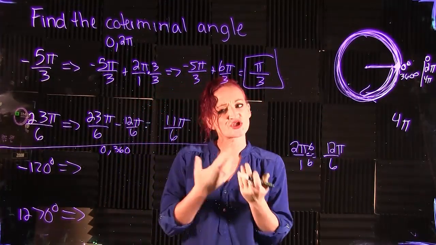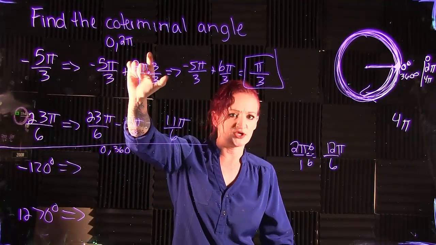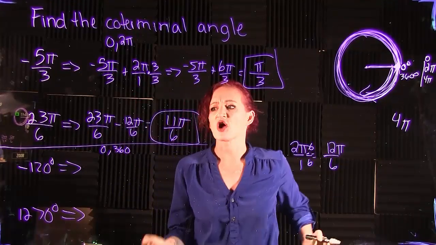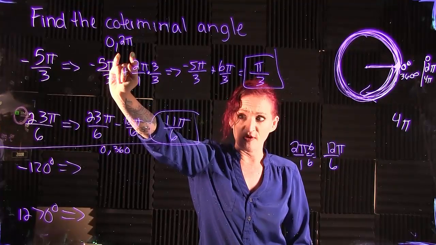And again, just ask yourself, is 11 pi over 6 between 0 and 2 pi? And it definitely is. All we had to do was subtract 2 pi once to fit within our parameters here.